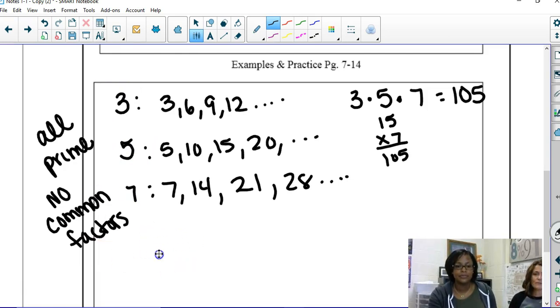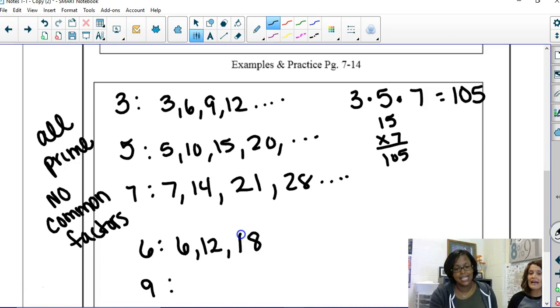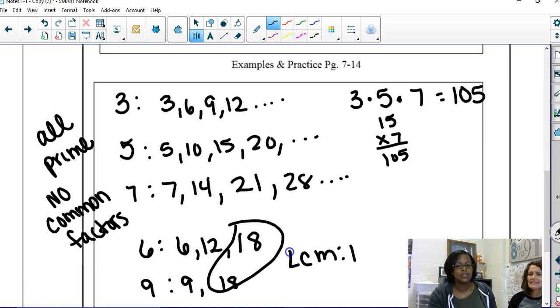So if I did these 2 numbers, like 6 and 9. I cannot multiply those together because 6 times 9 is 54, and while that's a multiple, it's not the least common multiple because they have a common factor. So I could just skip count. I know that's 6, that's 12, that's 18, and then I know that's 9, and that's 18. I don't have to keep going. So I know the LCM here is 18.